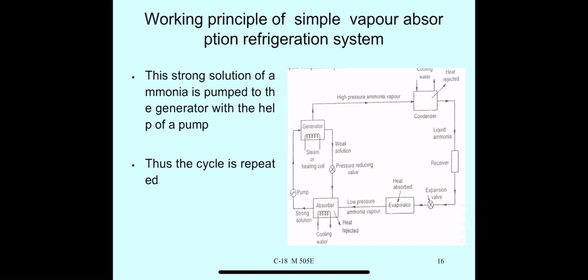That ammonia plus water is again pumped to the generator through the pump. Again, in the generator, the separated ammonia, the refrigerant, is sent to the condenser, and the water becomes a weak solution, which is sent to the absorber.